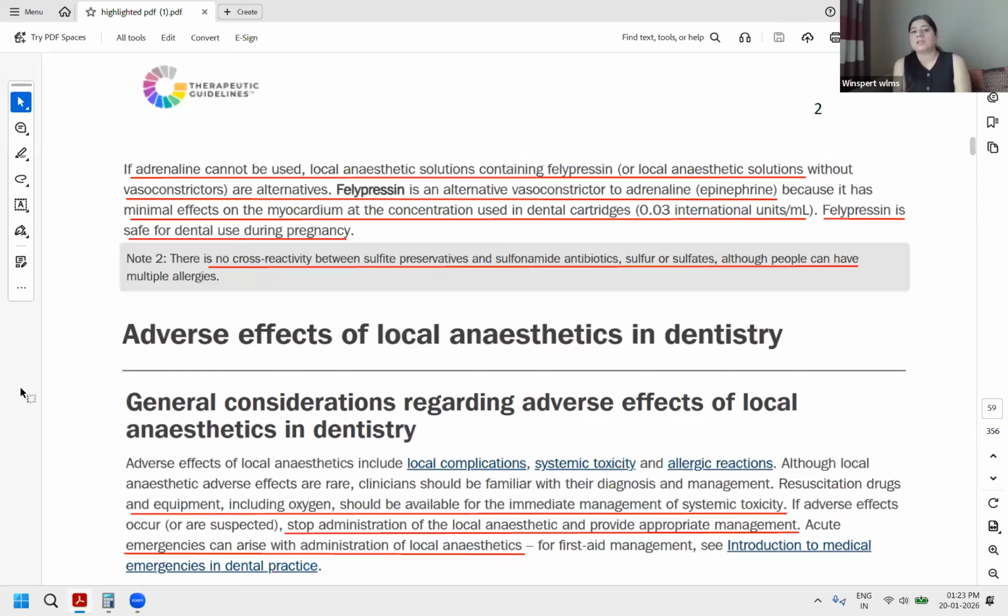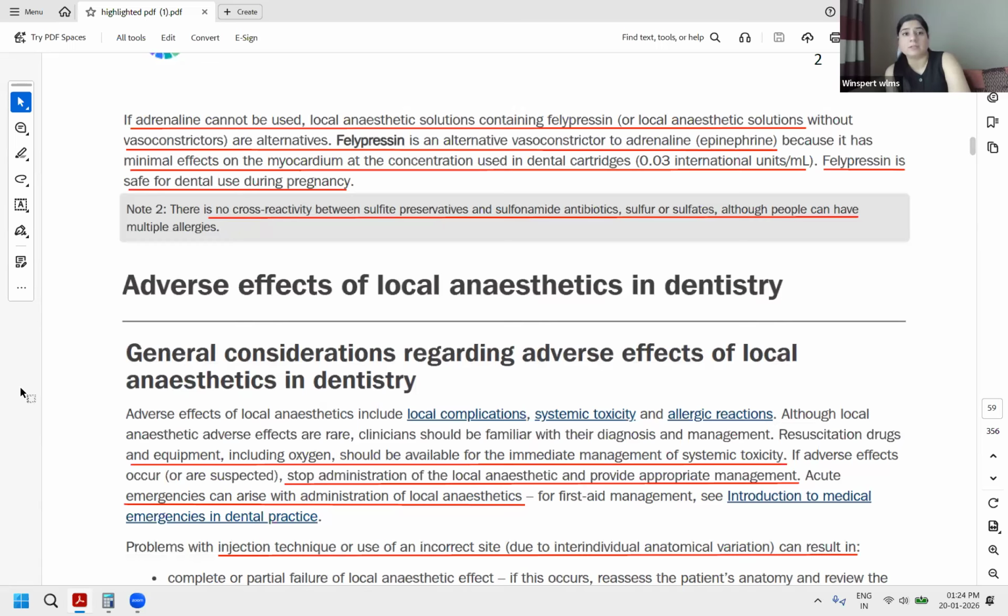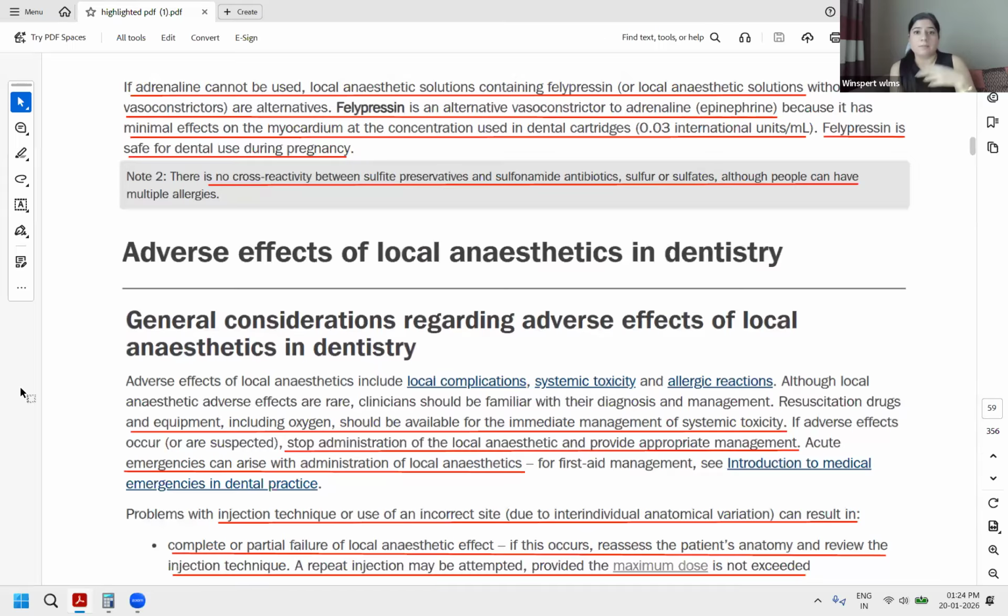Now you will see questions in the examination where the option of prilocaine with felypressin is not given. So either the options would be lignocaine plain or lignocaine with epinephrine, articaine plain or articaine with epinephrine, or then mepivacaine. Then you must know that mepivacaine has its inherent vasoconstrictive property. Mepivacaine is the only local anesthetic which has its own vasoconstrictive action. So when felypressin is not given, your second best choice in such situations should be mepivacaine plain 3%. Okay?